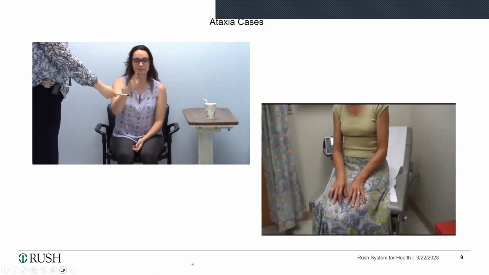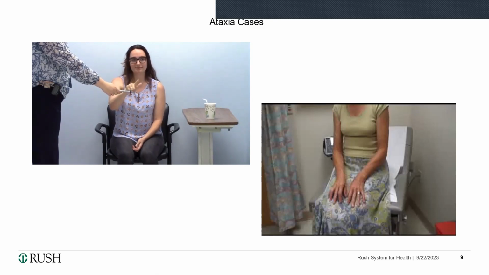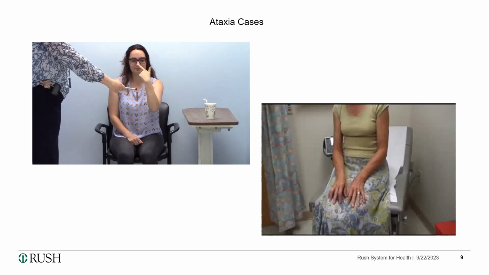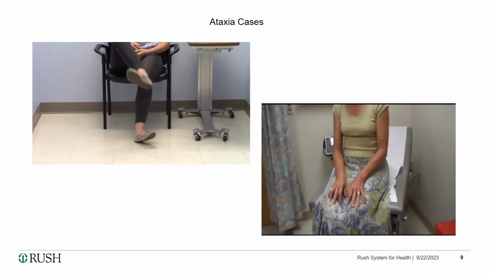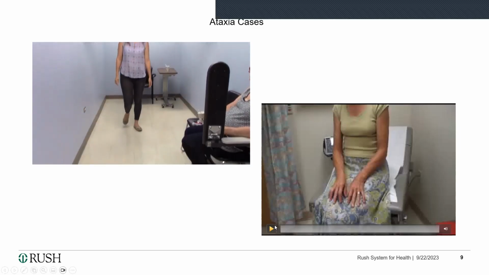Arms straight out. That would be maybe fudging the exam. As she's doing her finger to nose, there's a little bit of intention tremor here on the right. And what you can see is some dysmetria when she's getting back to the target. So many of these cerebellar patients will have both tremor and dysmetria. And then heel to shin. She's kind of missing the shin a bit here. She's got some lateral movements.